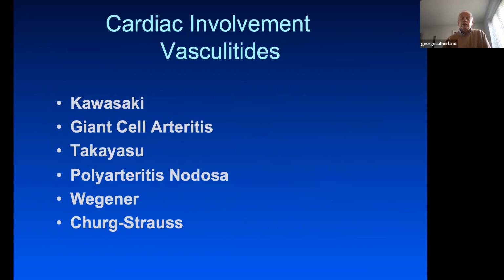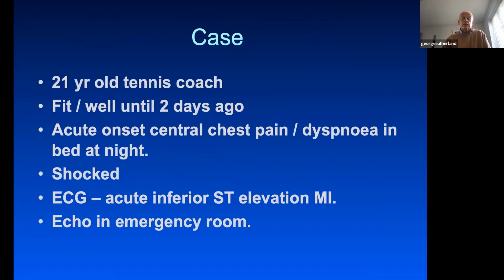There are a number of vasculitides that can involve the heart: Kawasaki's, giant cell arteritis, Takayasu, polyarteritis nodosa, Wegener's, and Churg-Strauss. And we have to keep these in mind when we see patients we suspect to have culture negative endocarditis.